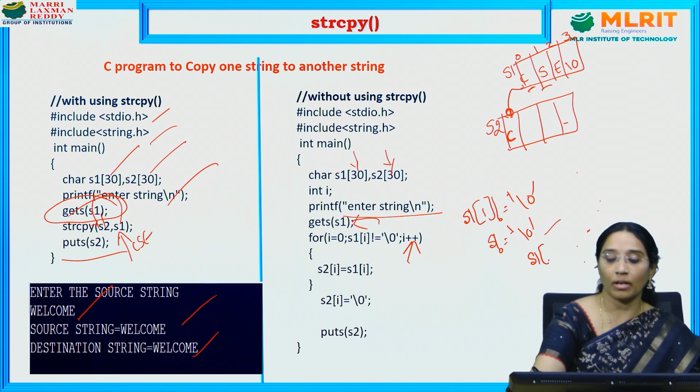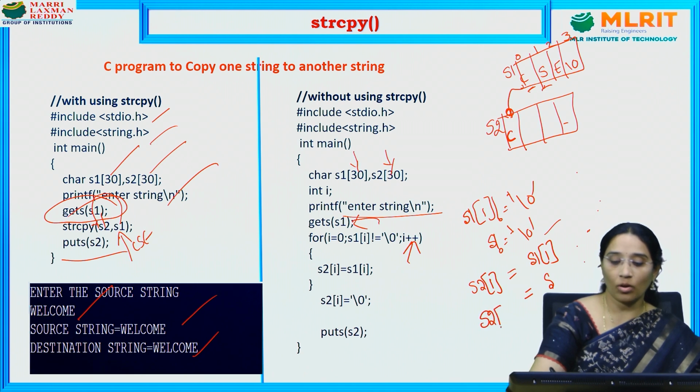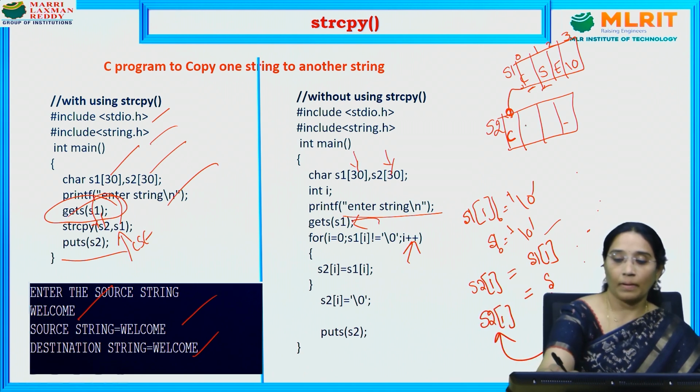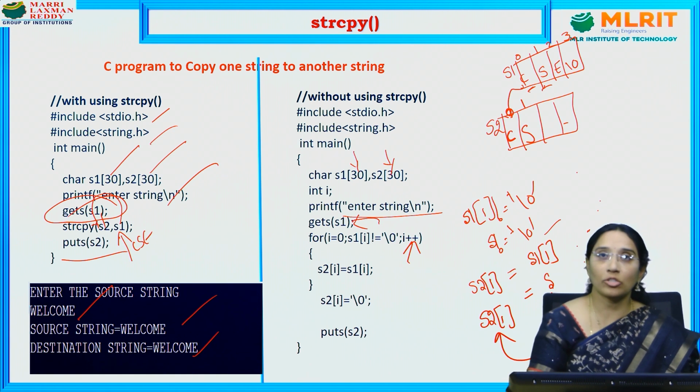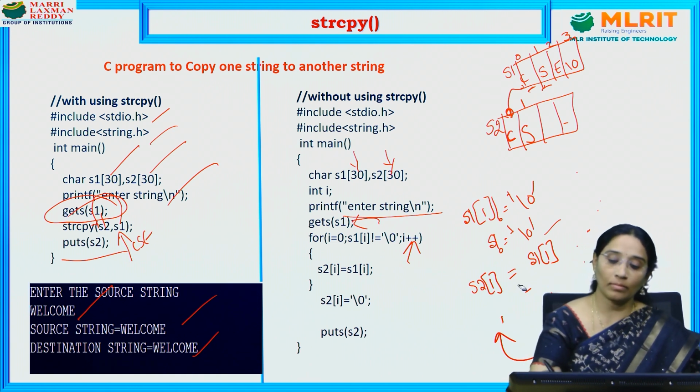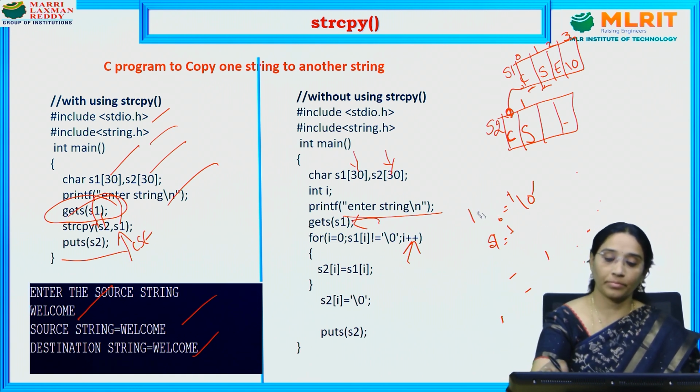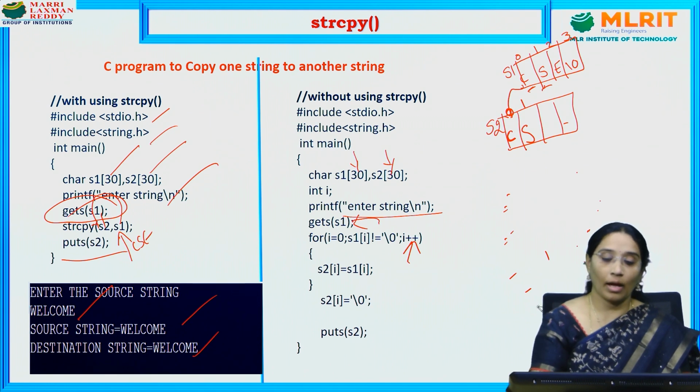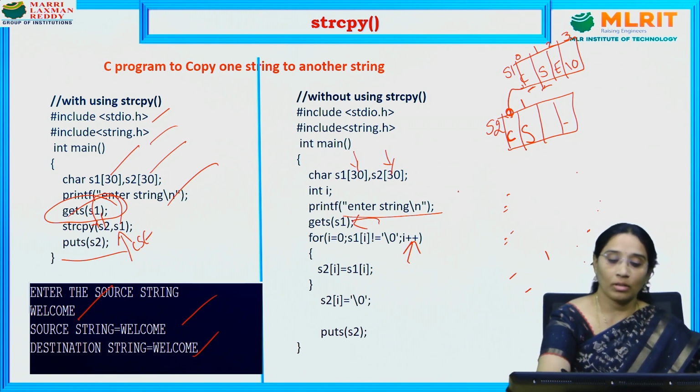s2 of 1 equals s1 of 1. What is s1 of 1? S. So S is copied to s2 of 1. Next one, i plus plus again. i becomes 2 now. s1 of 2 not equal to null character. s1 of 2 is C. C not equal to null character. Condition true. So now again control will enter inside the body of the loop.